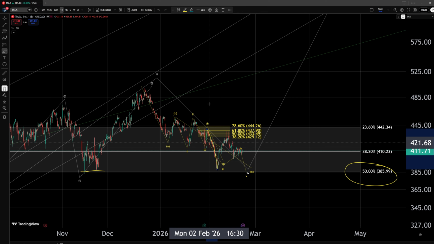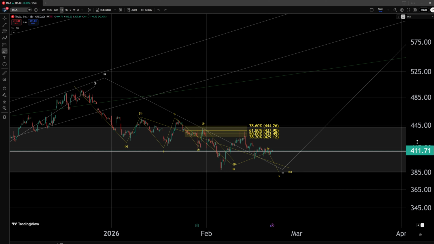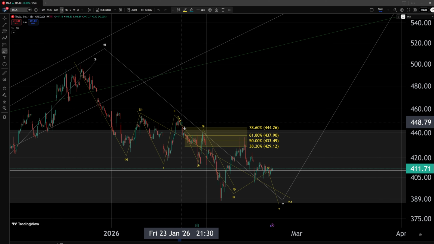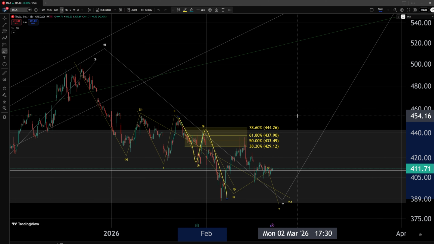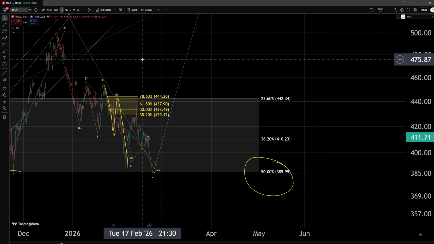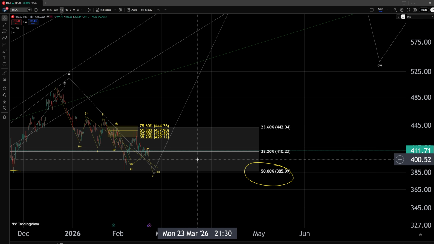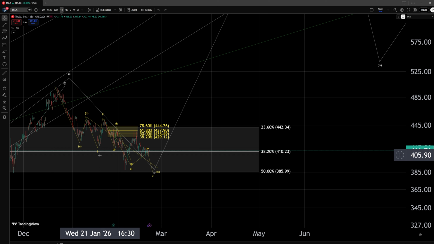And in the previous video, I even provided you this area of resistance that was highly relevant for a potential A, B, C structure up to the $444 level. Now, on the larger structure, once again, we remain focused on the last level of support for the white interpretation for the idea of an impulse.